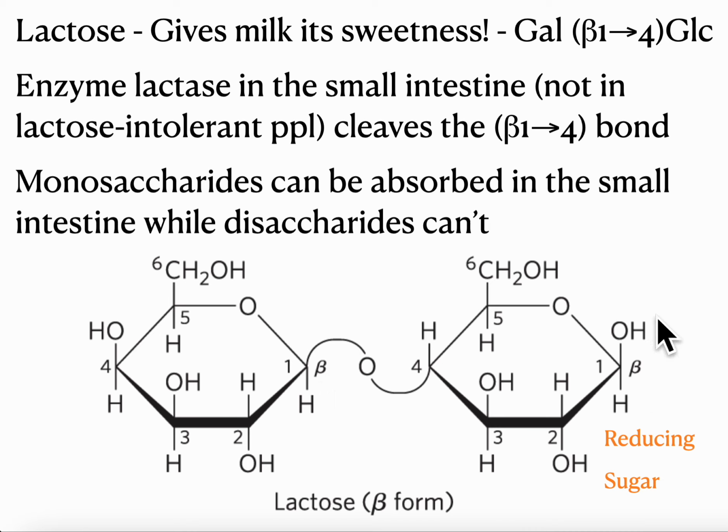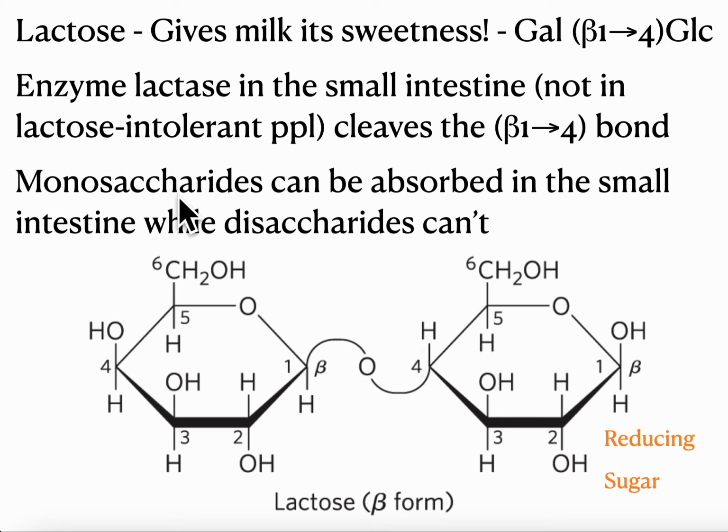And again, it is a reducing sugar just like maltose because its anomeric carbon on the right can perform redox reactions with copper. So since it has this reducing end, we call it a reducing sugar. And just something else for you to know, the enzyme lactase in the small intestine, which is not present in lactose intolerant people, cleaves the glycosidic bond.